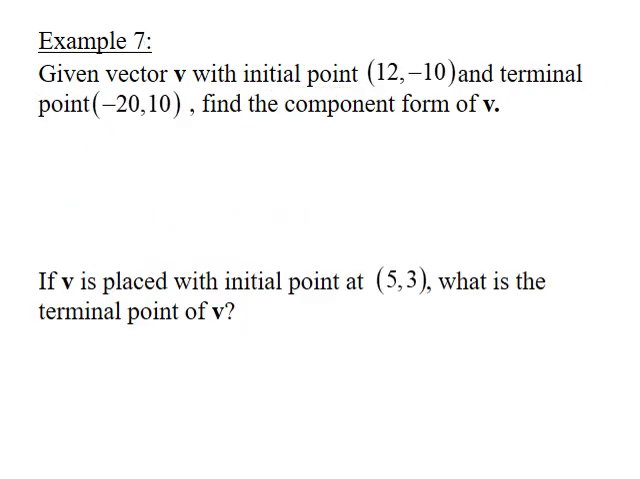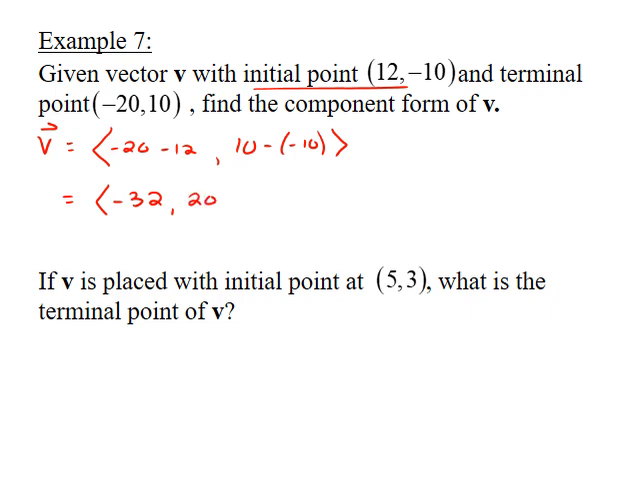Okay, let's do another one. So here, this is the initial point, and this is the terminal point. So if I want to write component form of this vector, it will be -20 minus 12, comma, 10 minus a -10. This gives me a -32 and 20.